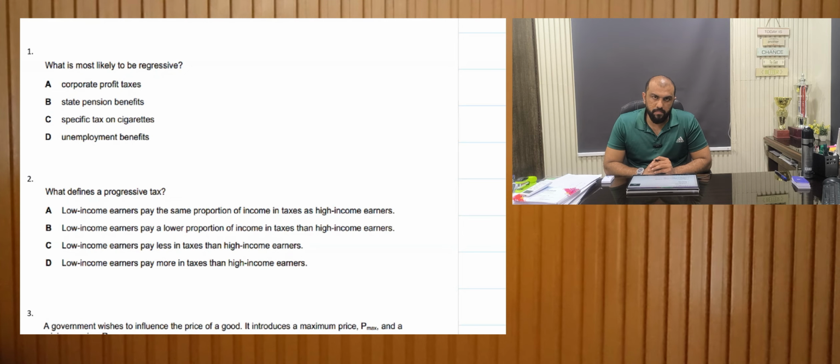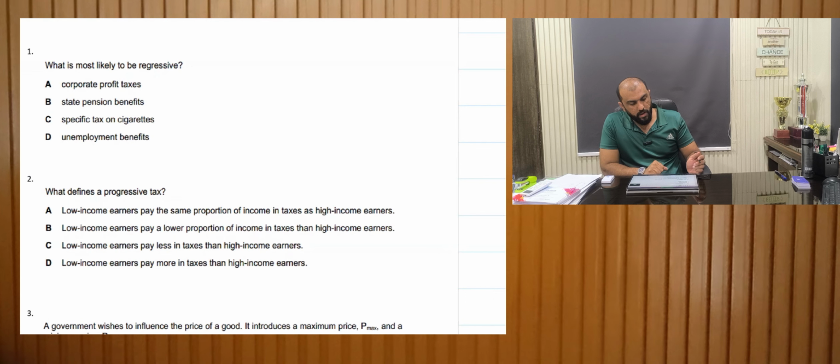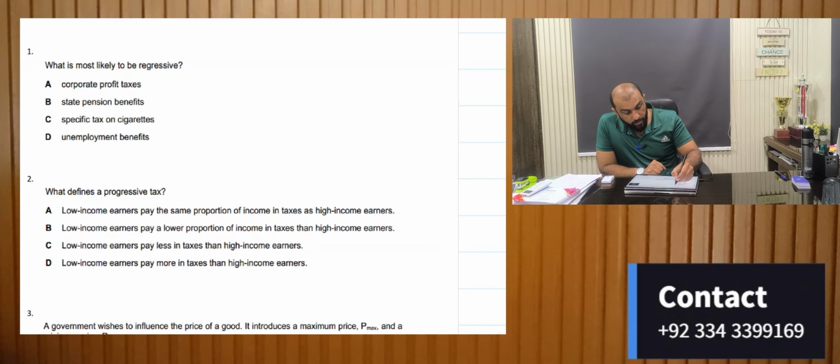Today we'll be solving some MCQs for the topic Government Intervention for the level AS Economics. So let's get started. What is most likely to be regressive?